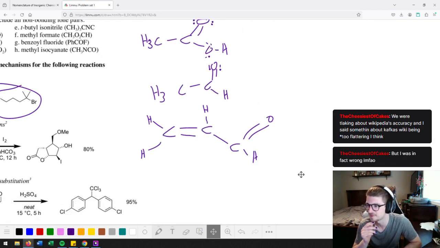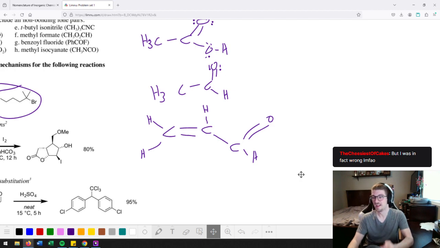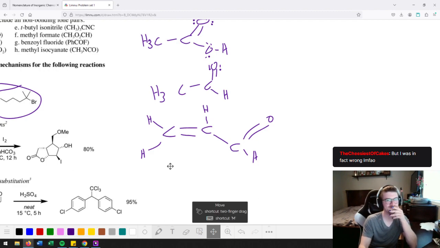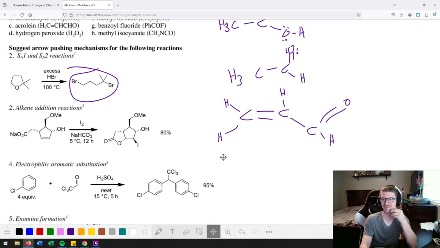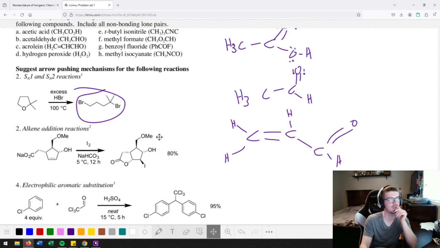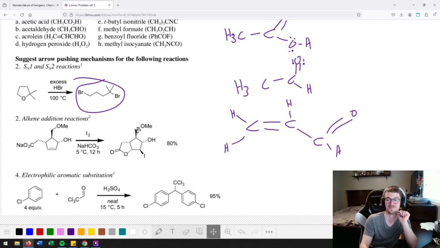We were talking about Wikipedia's accuracy. Oh, right. Gotcha. Kafka's reading too flattering. Yeah, fair enough. I'm kind of tempted to go read about it now and see how very unflattering it is. Yeah. I forget what I was going to say, so I'm just going to pretend I meant to do that.